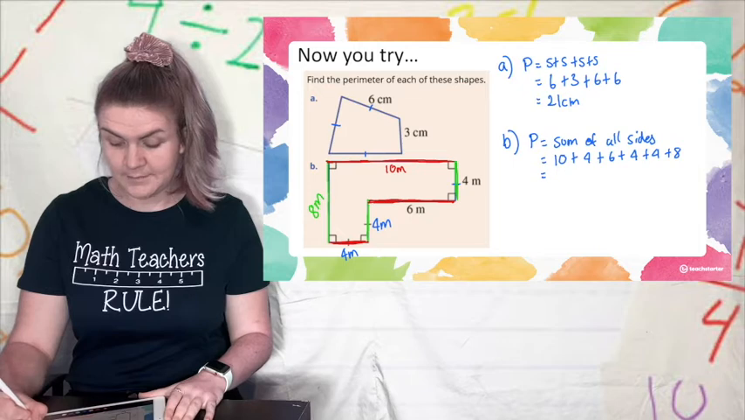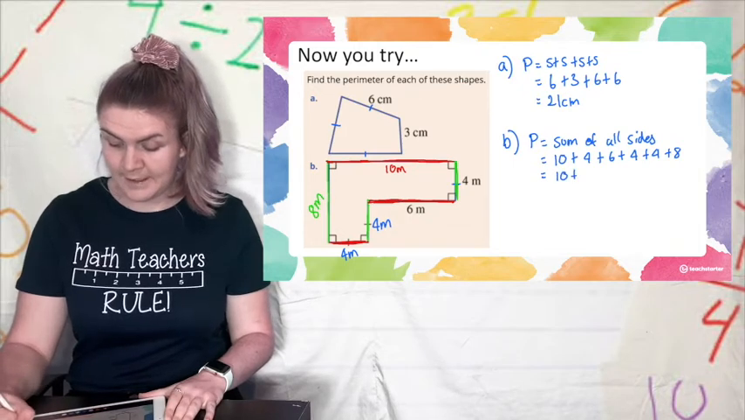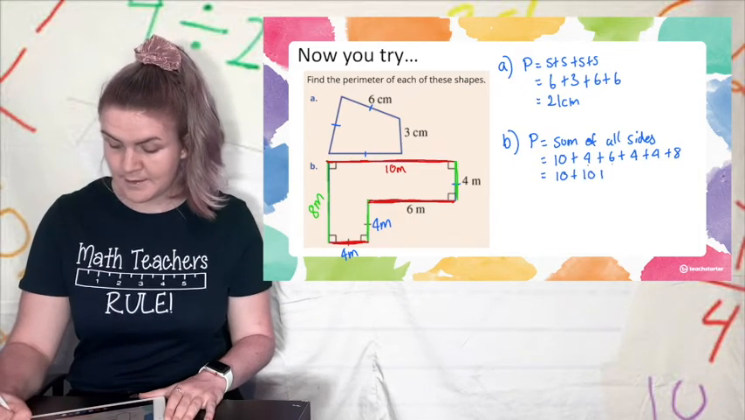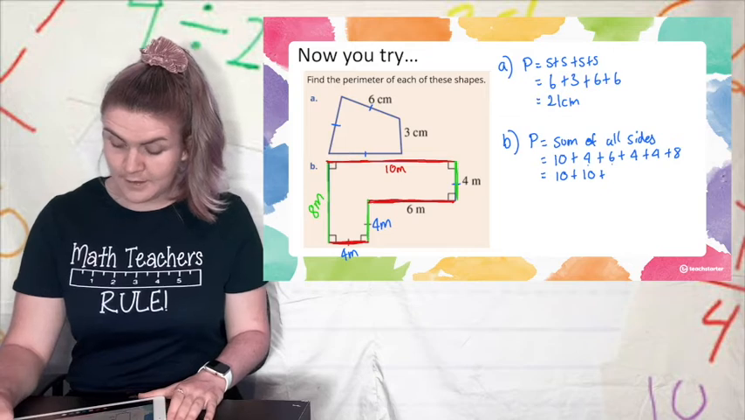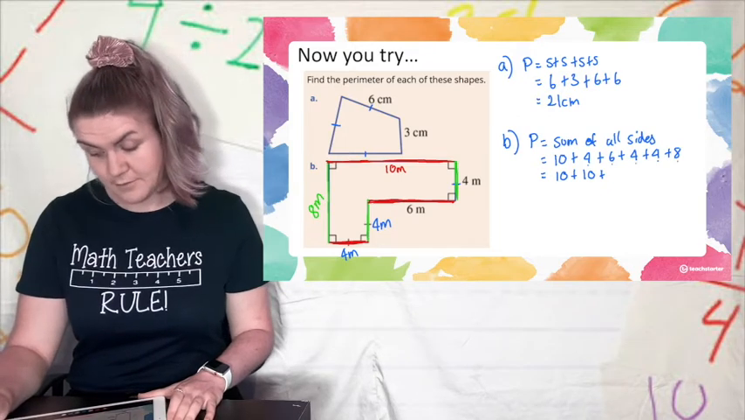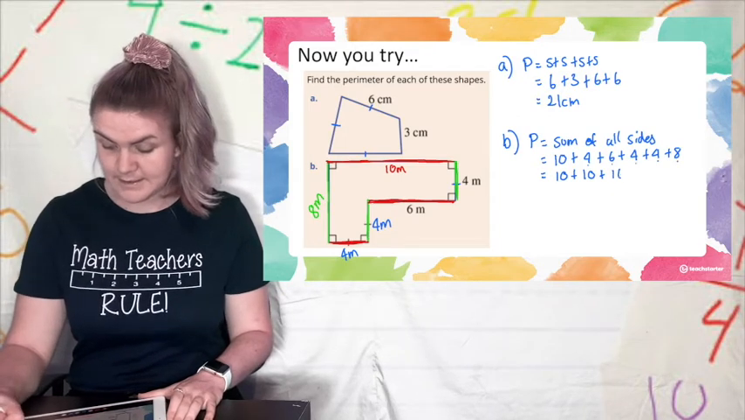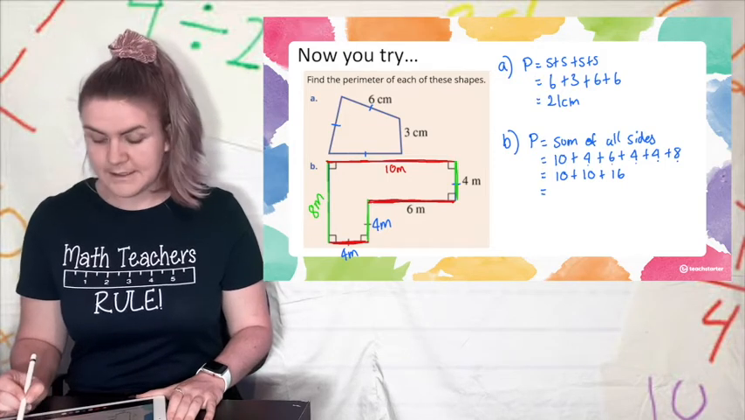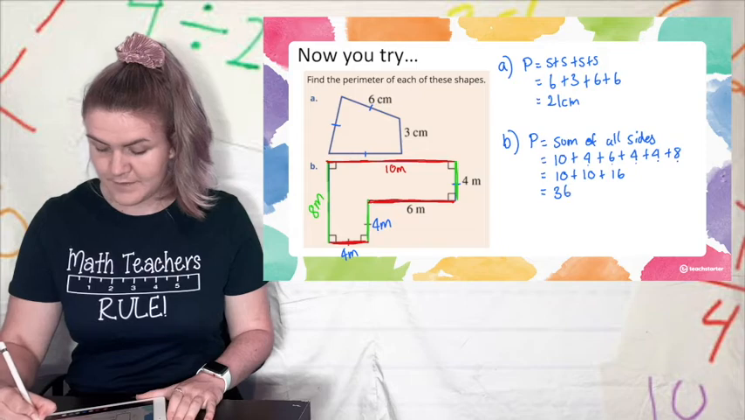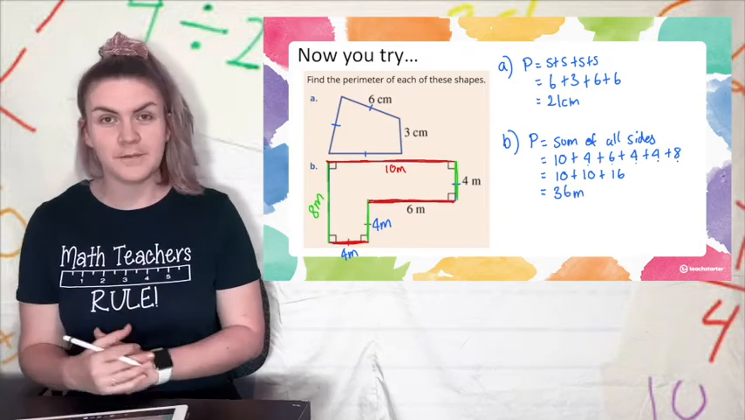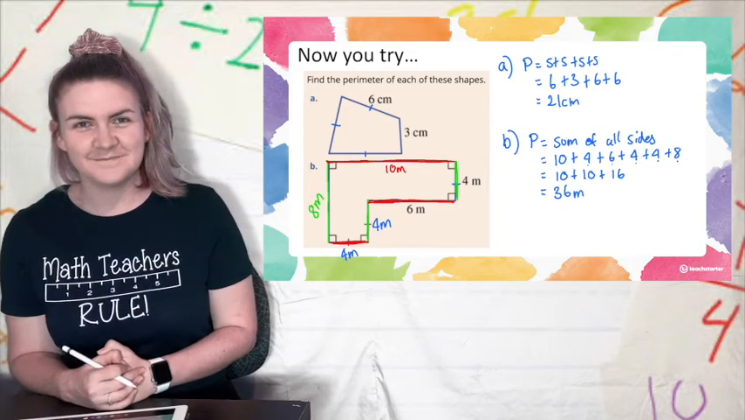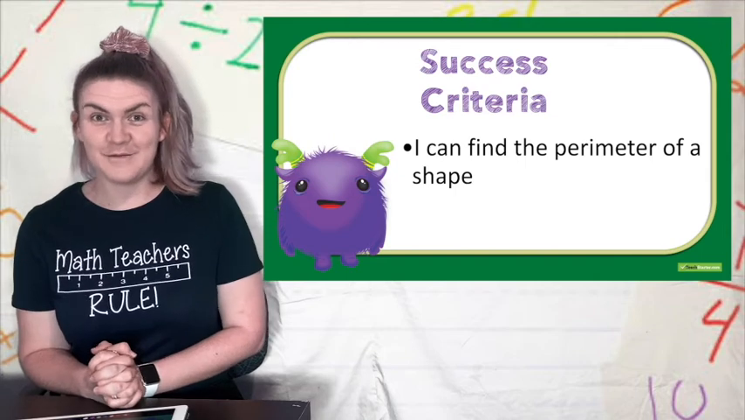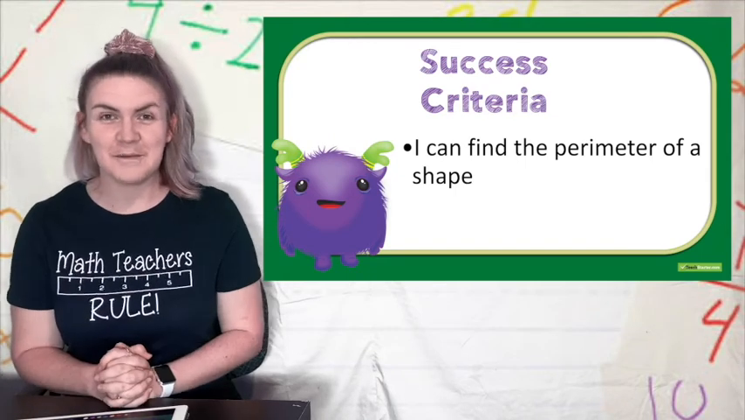I've got a 10, I'm just going to keep that the same. I'm going to add the 4 and the 6, which is another 10. I'm going to add the 4 and the 4, which is 8, plus the other 8, which is 16. So I've got 10 plus 10 is 20, plus 16 is 36. 36 meters around that composite shape. I hope now you know how to find the perimeter around any shape when your measurements are given.